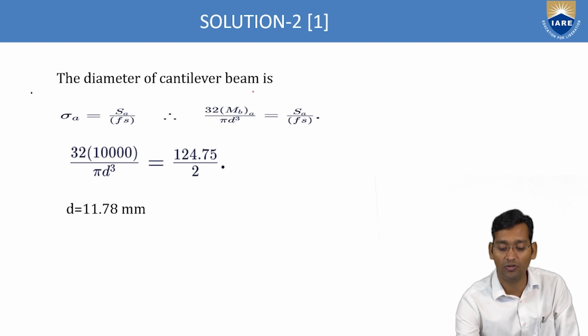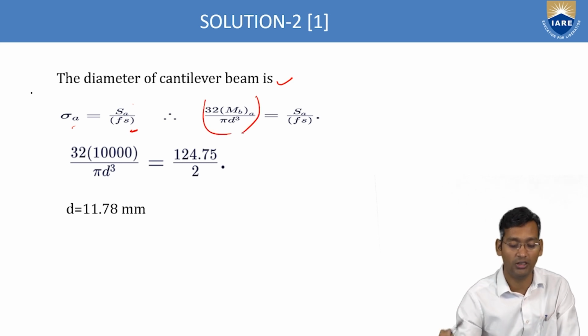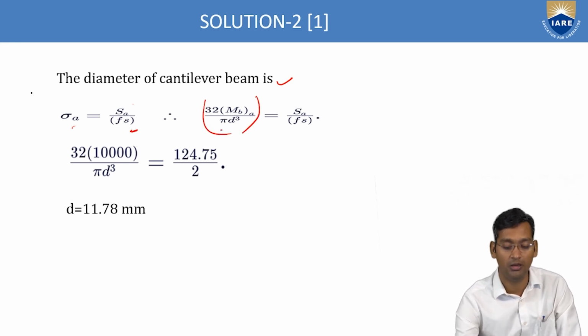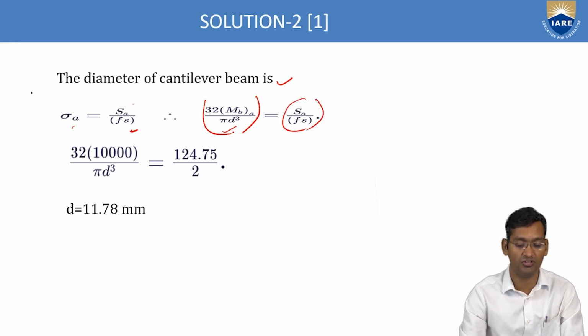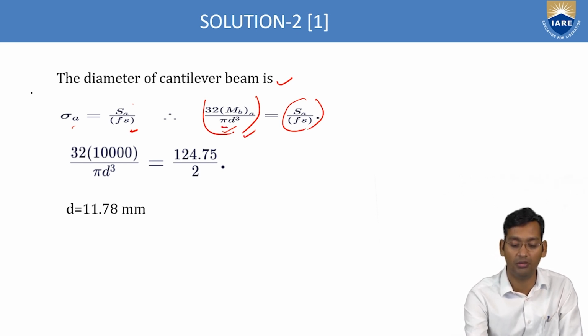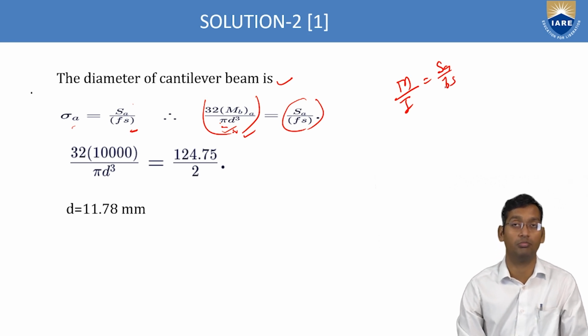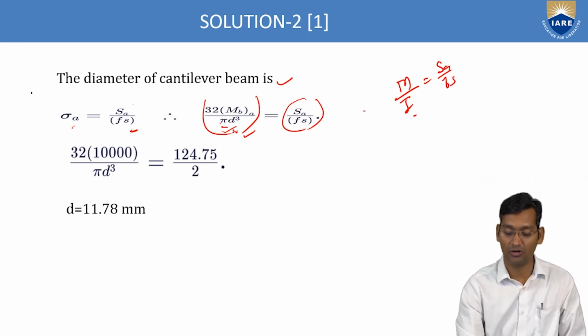Let's see here. For the diameter of the cantilever beam, sigma A equals SA by Fs, right? So here, 32 Mb by pi d cube equals SA by Fs. These two equations are there, right? Just equate these two. This is the bending moment equation, M by I equals SA by Fs. So what is I here? For this one, it's pi d cube by 32.